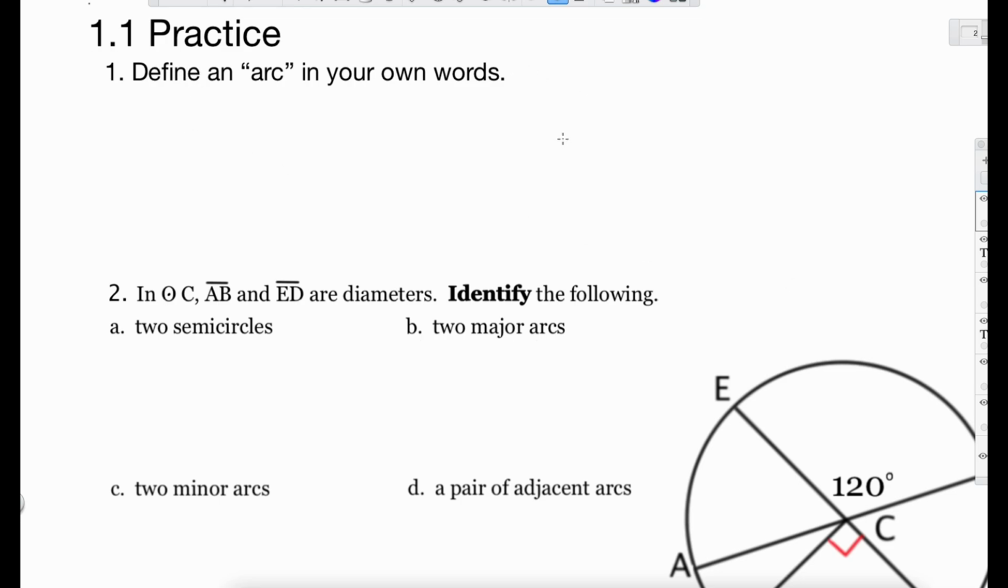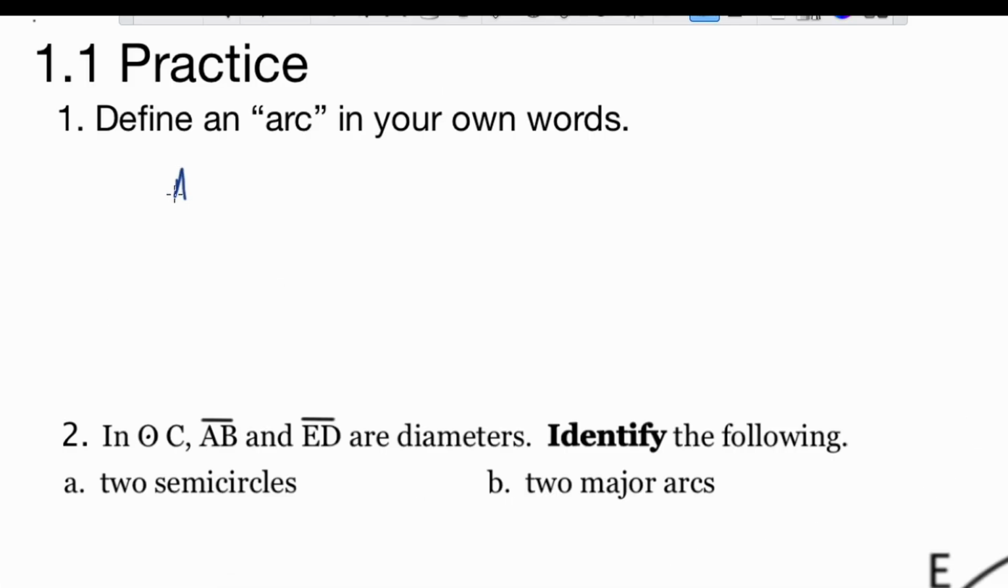So define arc in your own words. I would say an arc is part of a circle or a fraction of a circle's circumference. Endpoints would be on the circle.